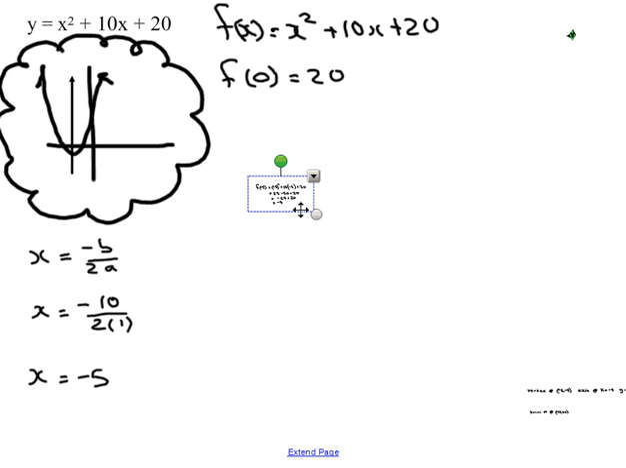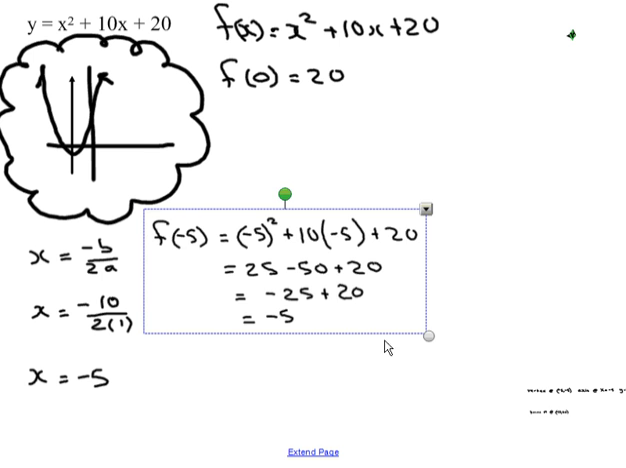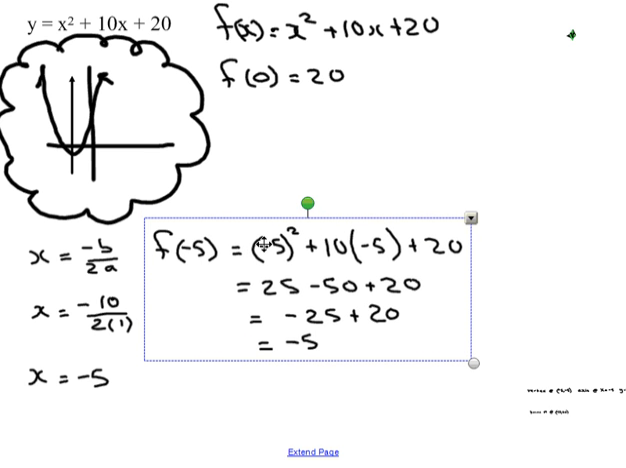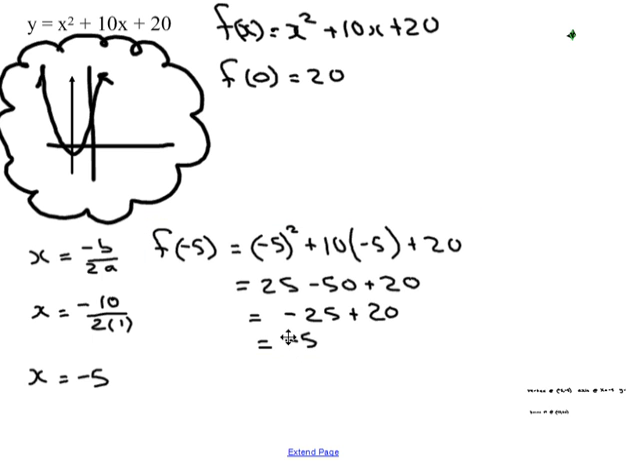Then, to find the vertex, I recognize that the x value of the vertex is already negative 5. So to find the vertex, I simply substitute negative 5 into the function. And I show all my work. For example, negative 5 squared is 25. 10 times negative 5 is negative 50. Add 20. Well, that's interesting. When I put in the axis of symmetry, I find that the value of the middle term is twice as big, only opposite of the first term. I wonder if that's always true at the vertex. Probably not.